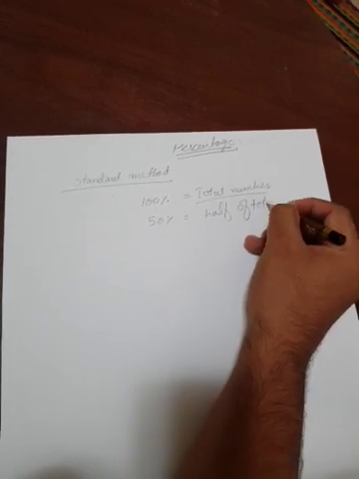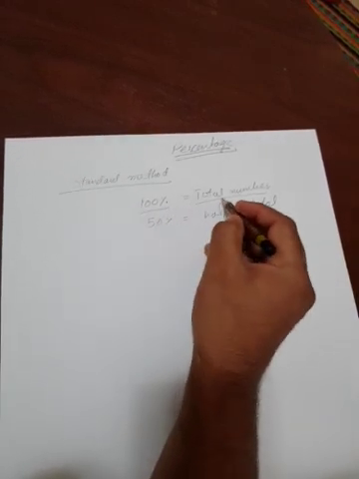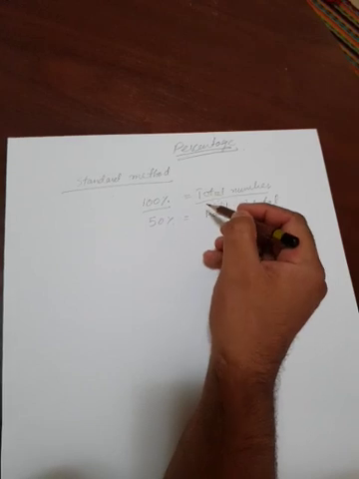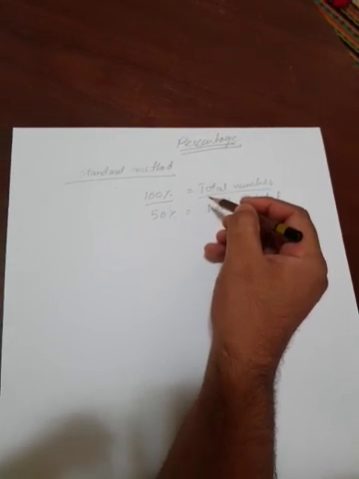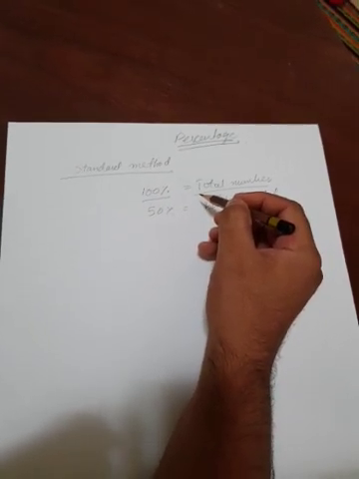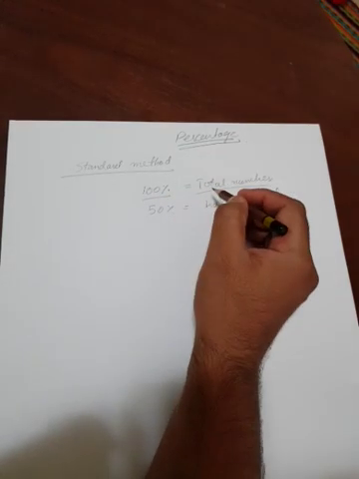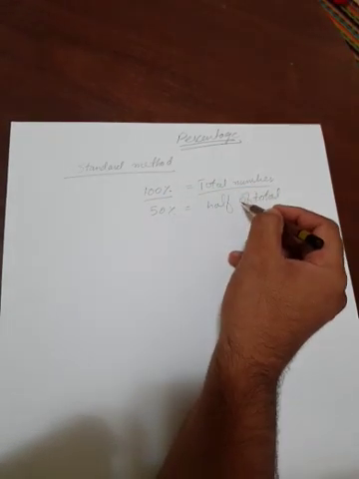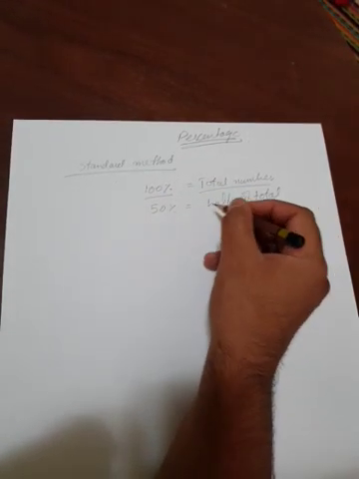Now, you must remember that 100% means the total number. It doesn't mean 100 people. If I say that 100% of students are present in the school today, this means that the total number of students are in the school. If I say 50% present, this means half of the total is present.